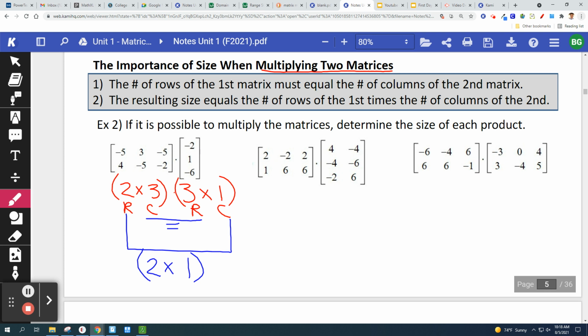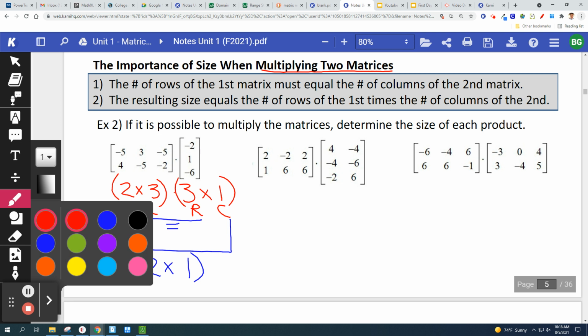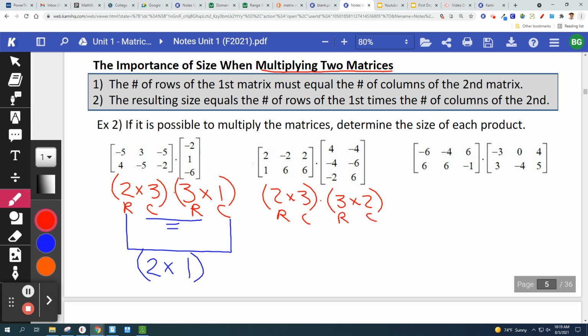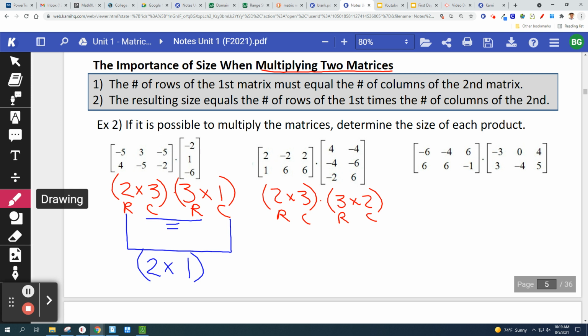Okay, so we move on to the next one. I'll show you another example. This is a 2 by 3 times a 3 by 2. And again, you're looking at these two numbers. If those two numbers are equal, it works. And not only that, your answer is going to be 2 by 2. Your product is going to be 2 by 2.